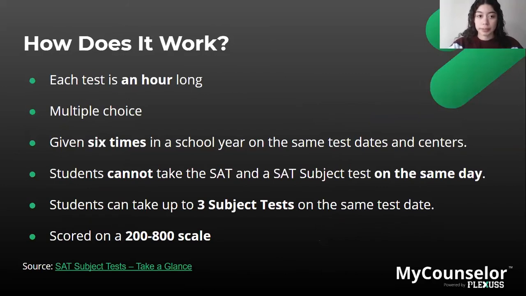How does it work? Each test is an hour long, as opposed to the SAT test. An SAT test would be roughly about 3 hours long. SAT subject tests are only an hour long. They are multiple choice. They are given 6 times in the school year in the same test dates and centers as the SAT tests. Students cannot take the SAT and an SAT subject test on the same day. That is, if students want to take an SAT subject test, they must schedule it for another day, not the same day they will be taking the SAT.